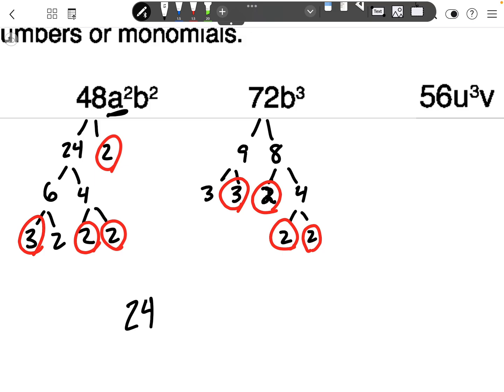And then only one of them has an A, so I can't take A's out of both. And then I got B's, and I can take at least B squared out of both. B squared it is. So that's the most B's I can take out of both, since one of them only has 2.